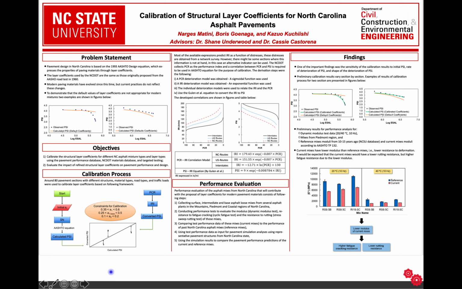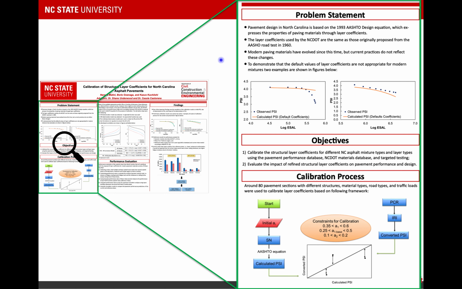You might be wondering, why do we need to calibrate the layer coefficient? The NCDOT uses the AASHTO design equation to design flexible pavements. And the layer coefficients they are using in this equation are the same coefficients proposed from the AASHO Road Test in 1960. Paving materials have changed a lot since then, and as you can imagine, current practices do not reflect these changes. To show this problem, we have these two graphs presented here as examples.